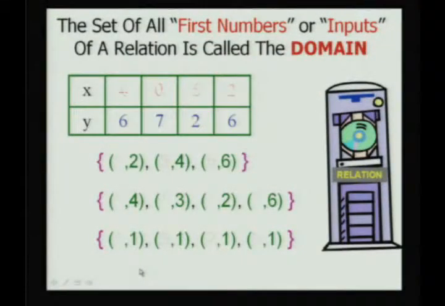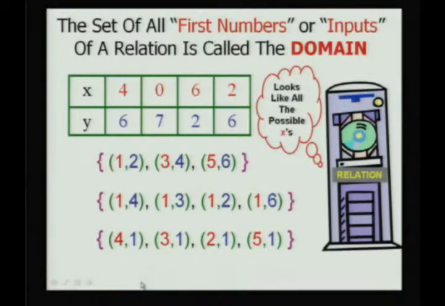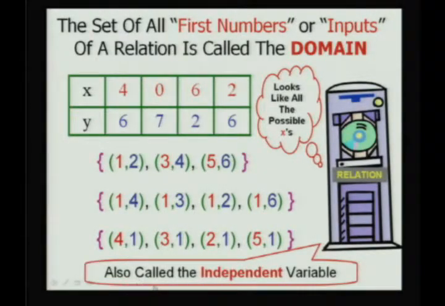Remember that the domain, and a relation is a bunch of pairs, and the domain is all the first numbers in the pairs. All the first numbers in the pairs is the domain. People say, well, you mean the x's, like in the xy pairs. You're right. All the x's, or we could say the independent variable, because typically in a function you get to pick the x. Okay, and that's the deal.